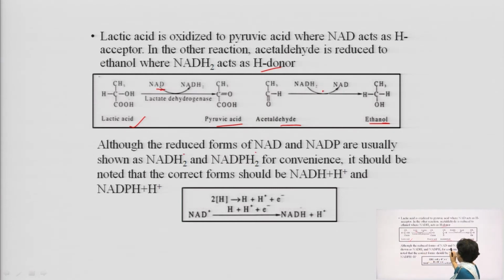Although the reduced forms of NAD and NADP are usually shown as NADH2 and NADPH2 for convenience, it should be noted that the correct form should be NADH plus H plus and NADPH plus H plus. For our convenience we write NADH2, but the correct form of writing NADH is NADH plus H plus, and NADPH2 we will represent as NADPH plus H plus, in this way.